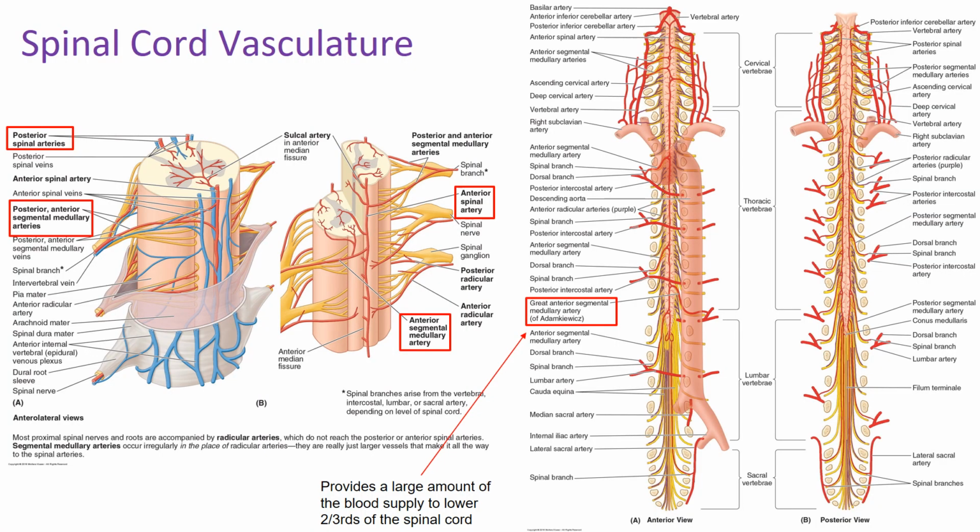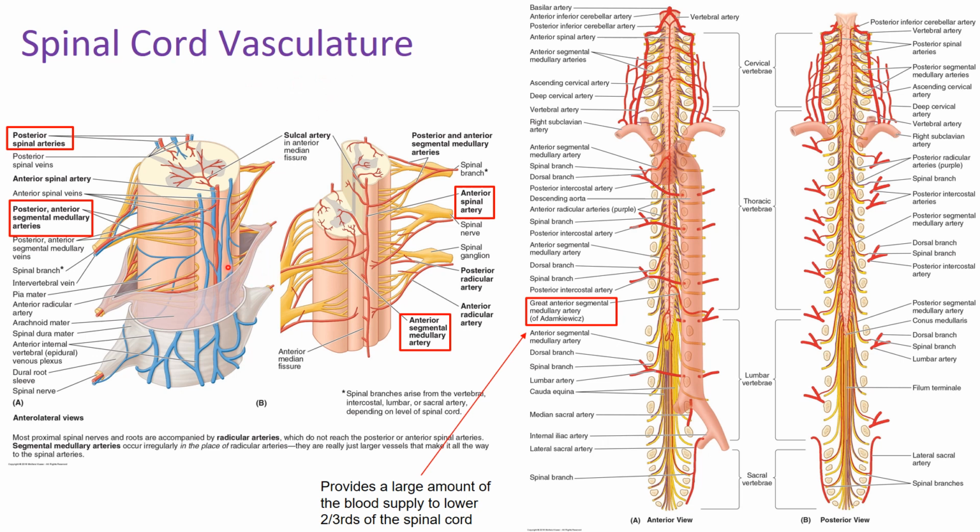Now, it's great that we have a spinal cord, but somehow we have to supply it with blood and nutrients. Otherwise, our spinal cord would die, and that would be very bad for us because we wouldn't be able to do the things that we know and love. So, what is the vascular supply of the spinal cord?